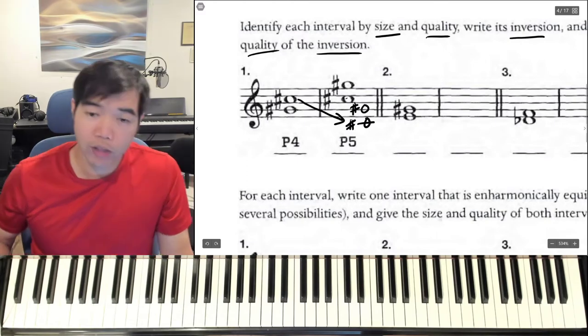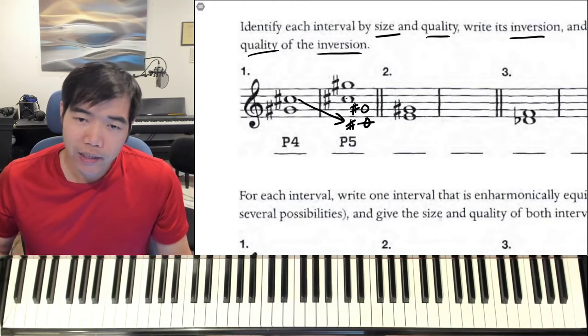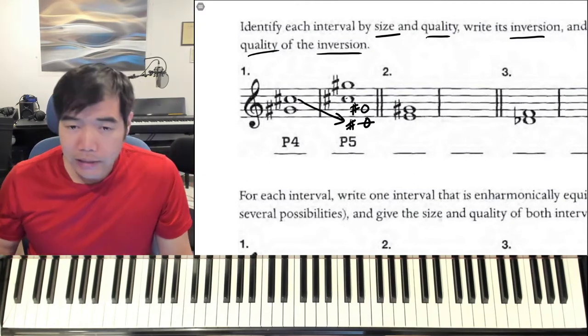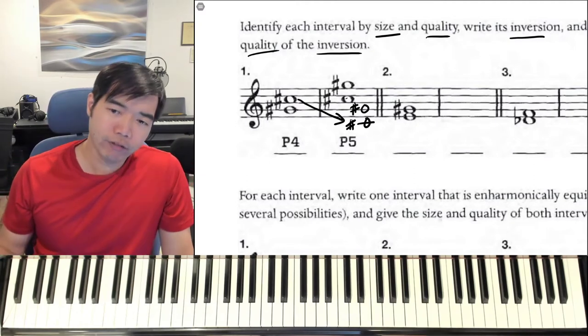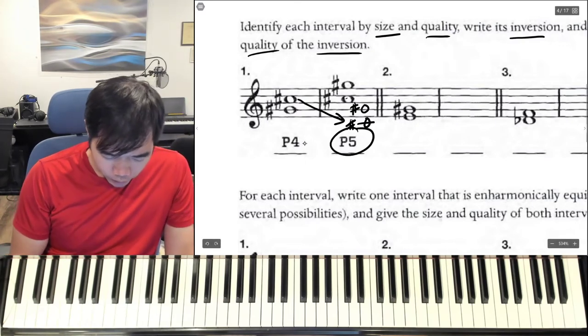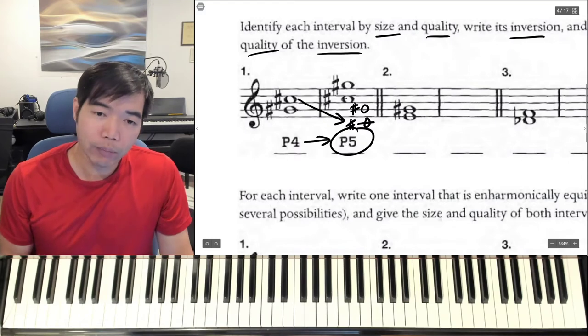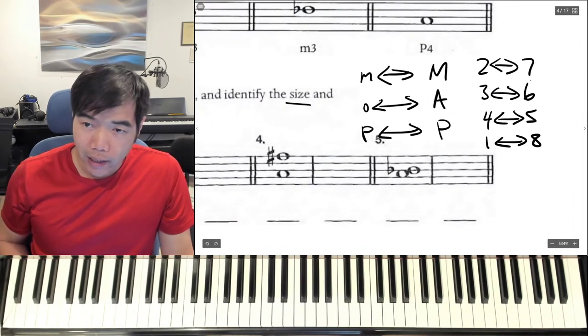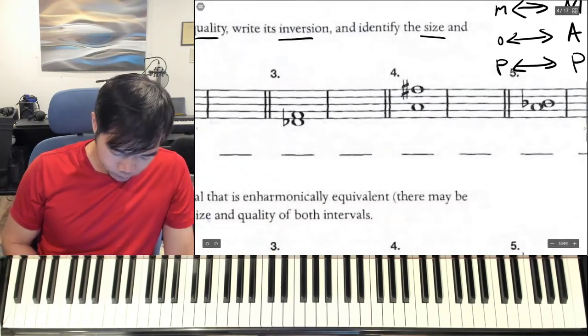Notice, we still have C-sharp, G-sharp. The only difference is it's in a different octave, but the notes are the same. C to G is a fifth. C-sharp to G-sharp is 7 half steps, therefore it's a perfect fifth. We don't even need to calculate that, though, because we know that when you invert a perfect fourth, you end up with a perfect fifth. Because remember, fourths invert to fifths, and perfect intervals remain perfect.